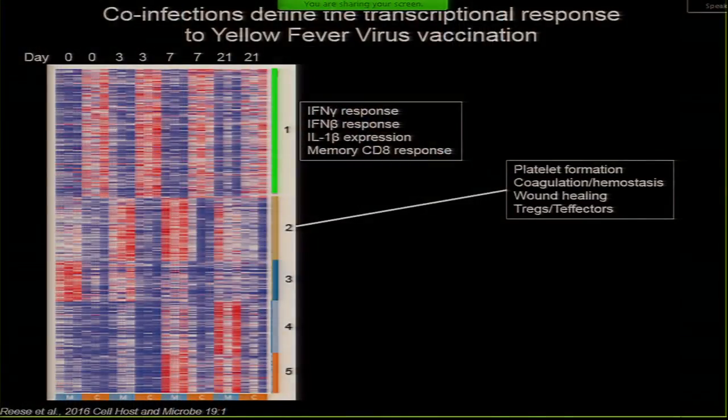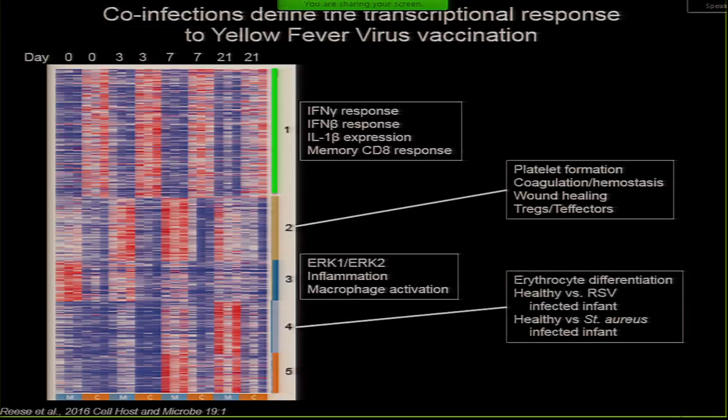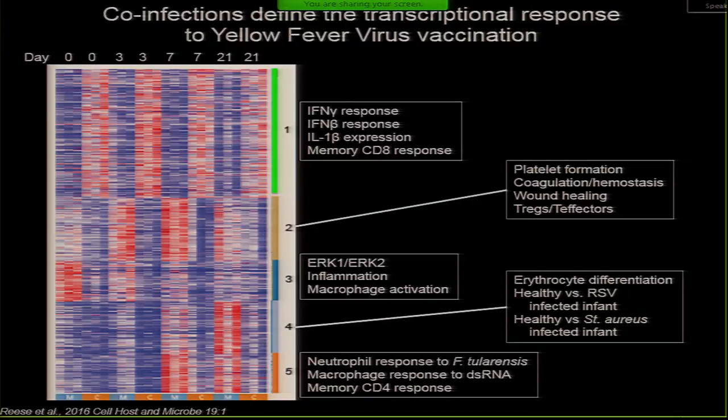What do these genes do? So this is the interferon response and memory CD8 T cell response associated genes. This is platelet formation, coagulation, wound healing, and regulatory T cells. This is ERK activation, inflammation, macrophage activation. This is erythrocyte differentiation and genes that are expressed in RSV-infected compared to healthy infant humans, Staph aureus-infected versus healthy humans. And this is neutrophil responses and memory CD4s. So basically what you're looking at is that what we go through as mammals early in life, if you mimic the human exposure in mice, you get a completely different phenotype, okay?